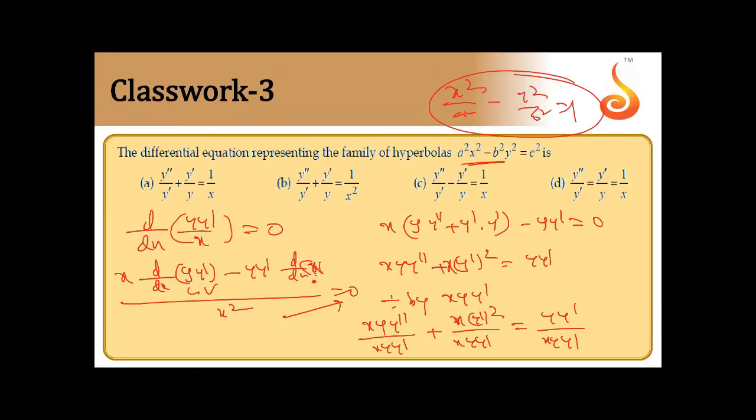Which is the right answer? Yes, very good. Option A is the right answer. This cancels: 1 x cancels, 1 y dash cancels. Here y dash cancels. So y double dash by y dash plus y dash by y equal to 1 by x. This completely cancels. So option A is the right answer.